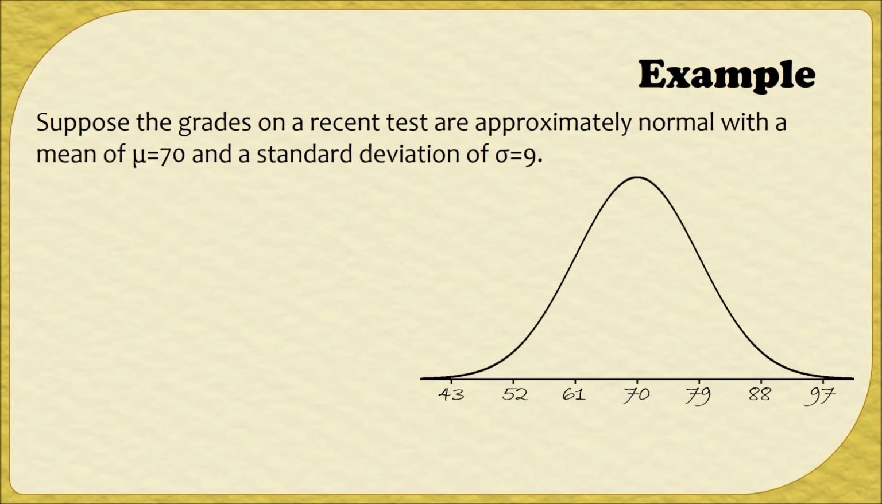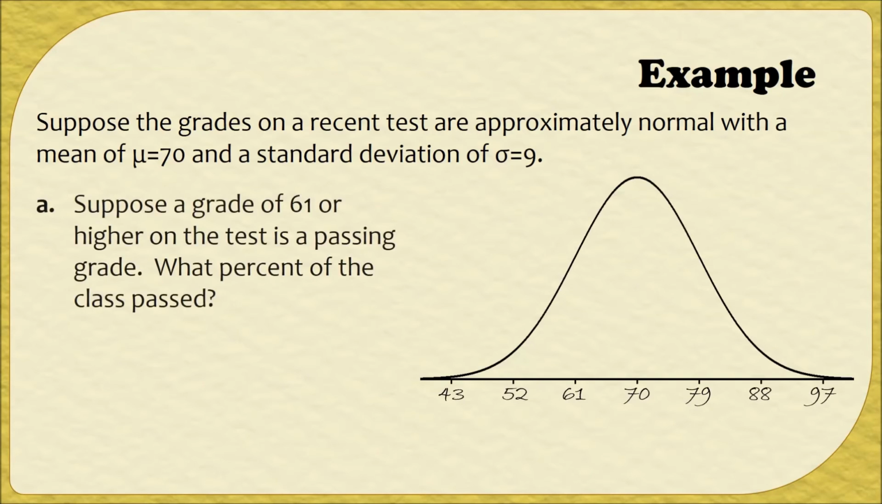Okay, let's use those percentages that we were looking at before. Part A. Suppose a grade of 61 or higher on the test is a passing grade. What percent of the class passed? In this example, the information that's super important is that the grade of 61 or higher constitutes passing. So I'm going to diagram on my normal curve this information. I move over to the 61 and I draw a line up. Since 61 or higher is passing, the higher part tells me I should shade to the right. So that's what I do. So I'm going to shade to the right of this 61.